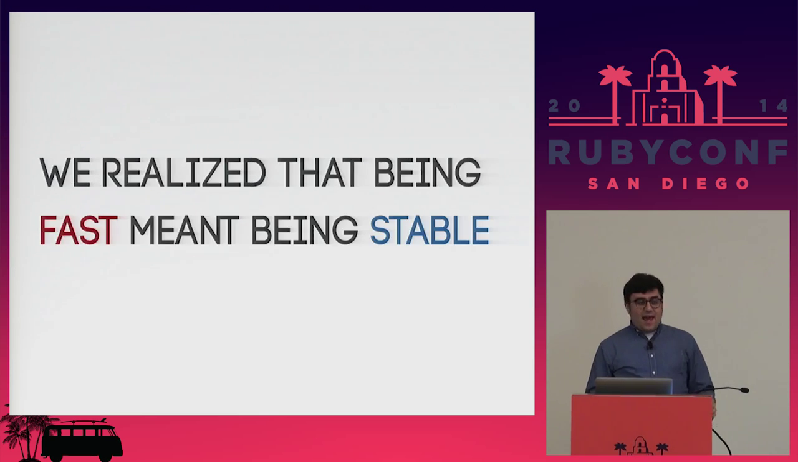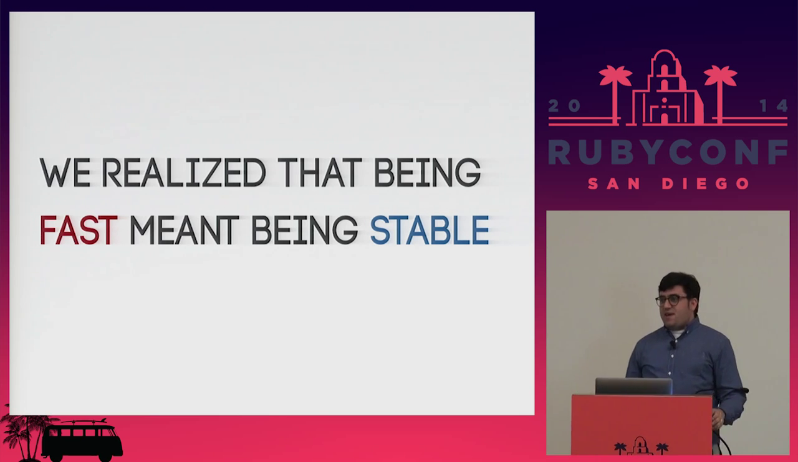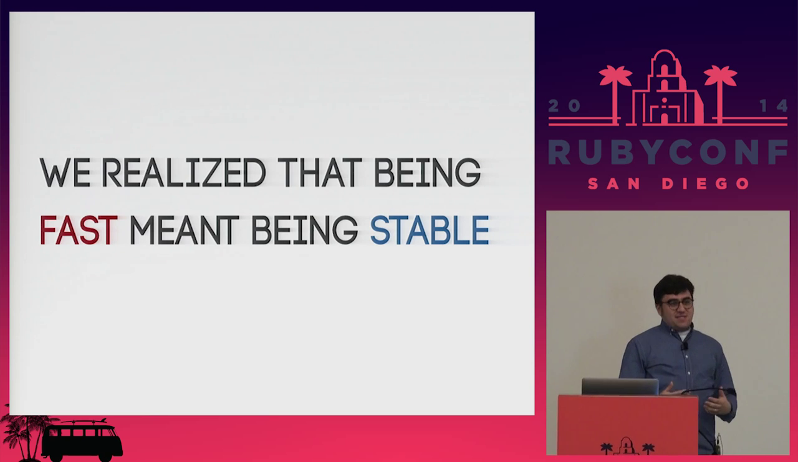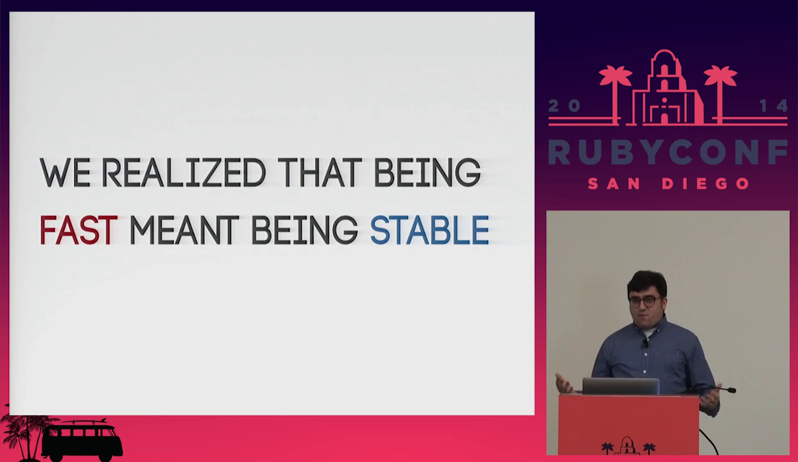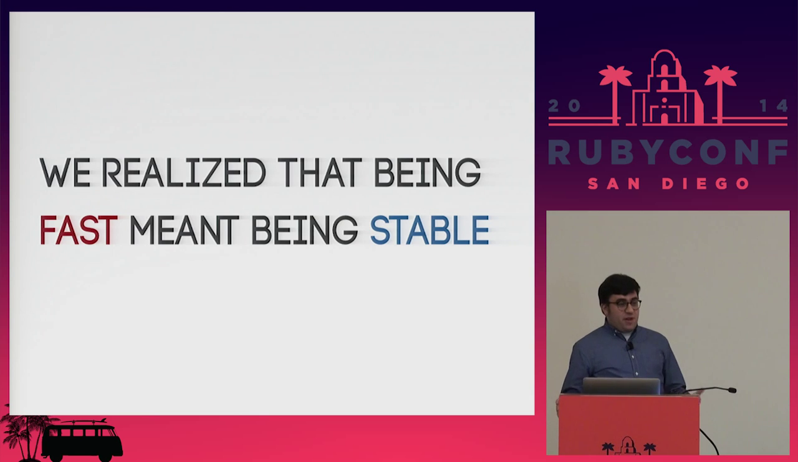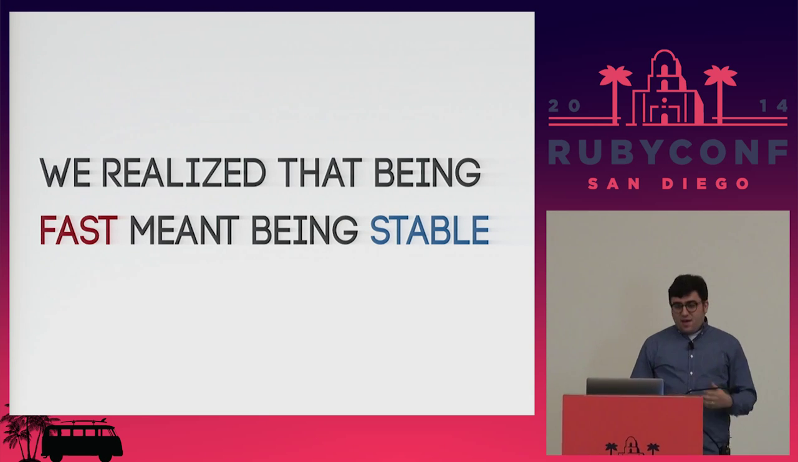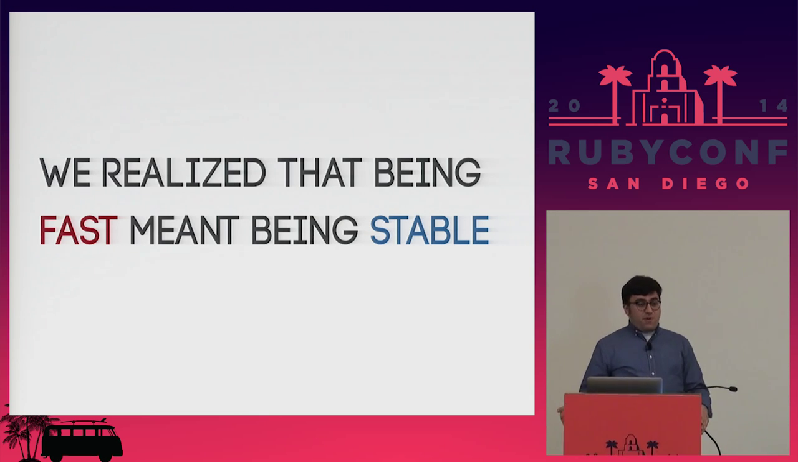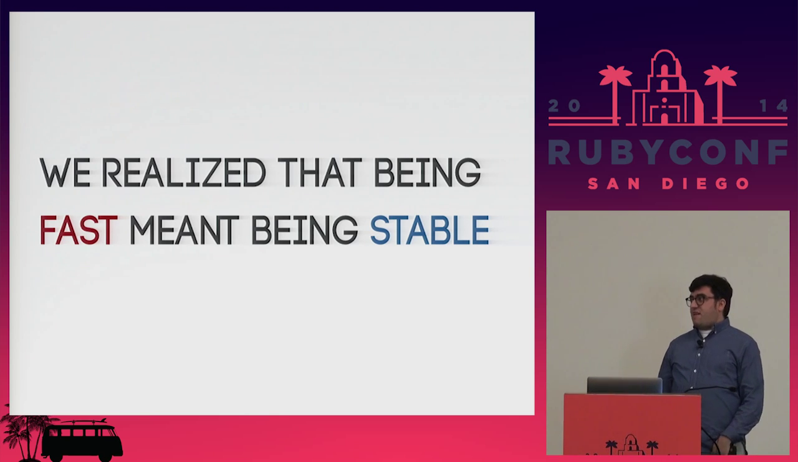But we realized that actually being fast meant being stable. So the faster we could be, not just in shipping code, but in optimizing it, the faster the site would be and the more stable it could be. And this is really important because our ops team is not very big. It's doubled this year, but previously it was only 4 people for about 2.5 years.